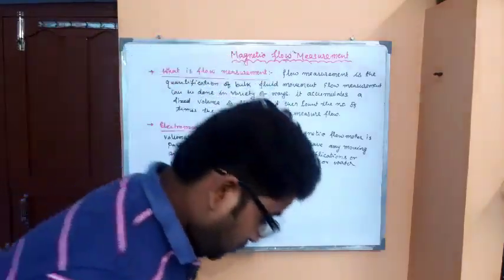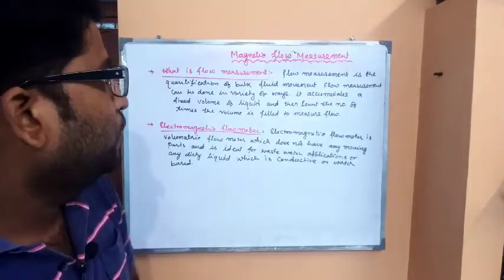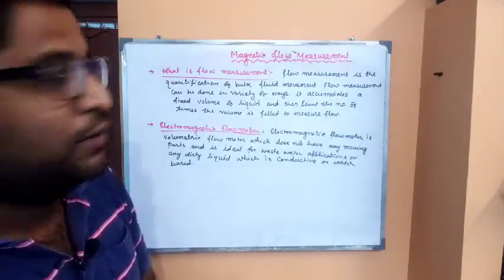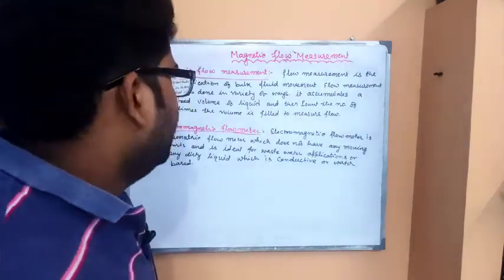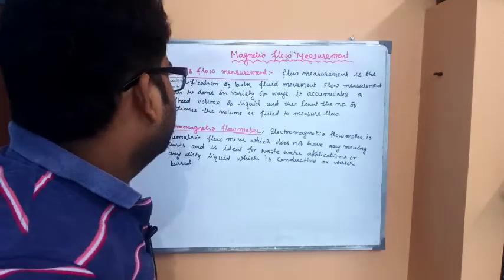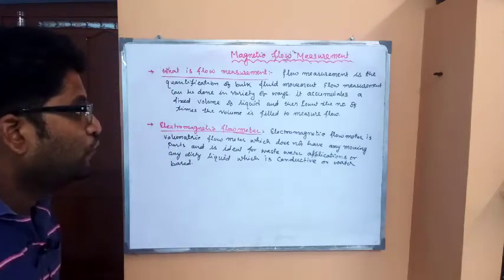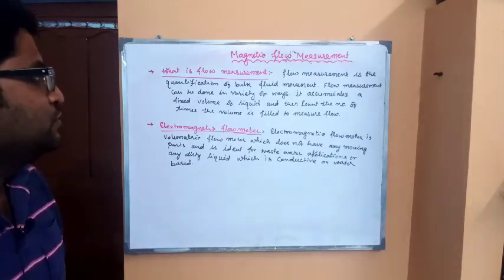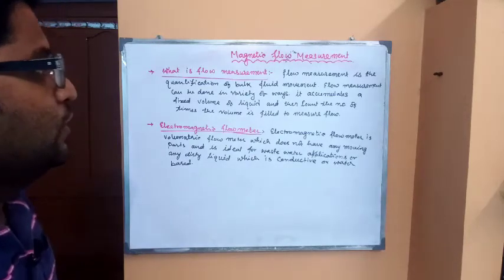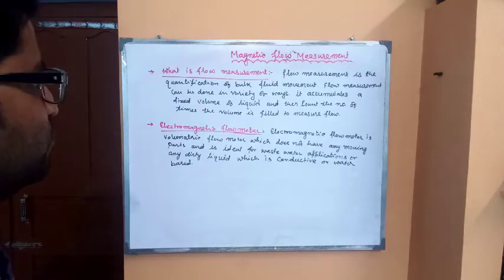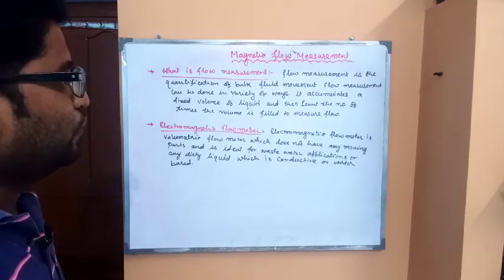Hello everyone. So today we are going to discuss magnetic flow measurement. What is flow measurement? Flow measurement is the quantification of bulk fluid movement. Flow measurement can be done in a variety of ways. It accumulates a fixed volume of liquid and then counts the number of times the volume is filled to measure the flow. So this is the meaning of flow measurement.